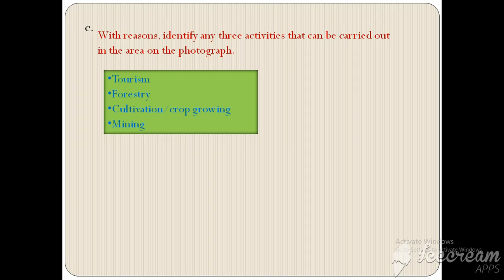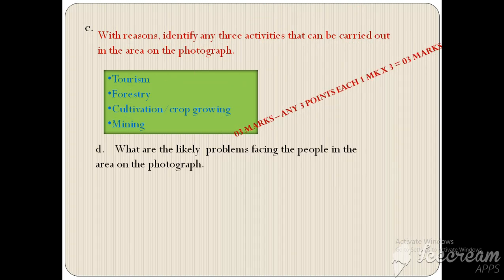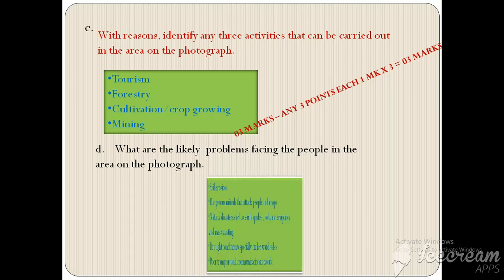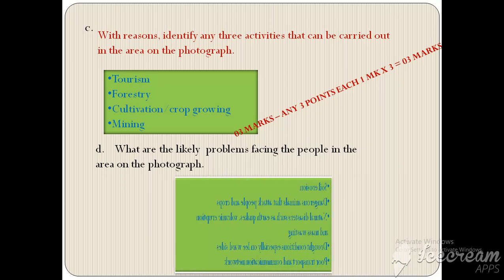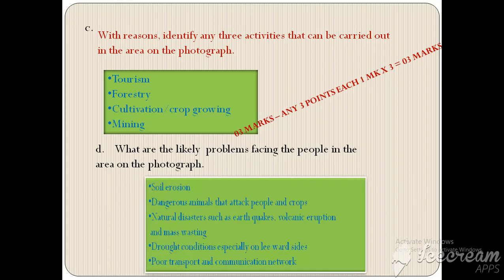3 marks. Then another question, what are the likely problems facing people in the area on the photograph? So the area, it shows it is a highland area. So it is a mountainous area. So we mention problems facing people in highland areas as they are enlisted there.